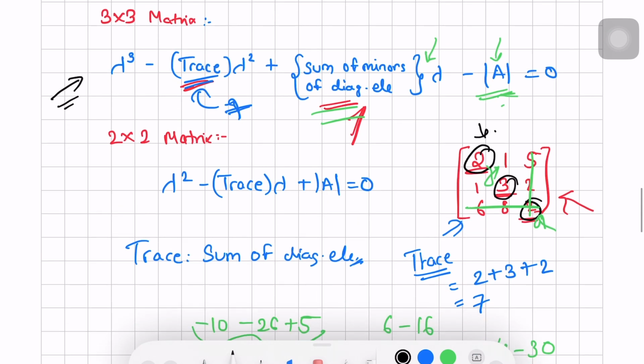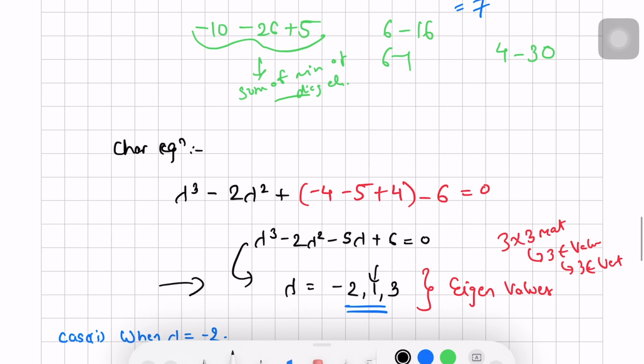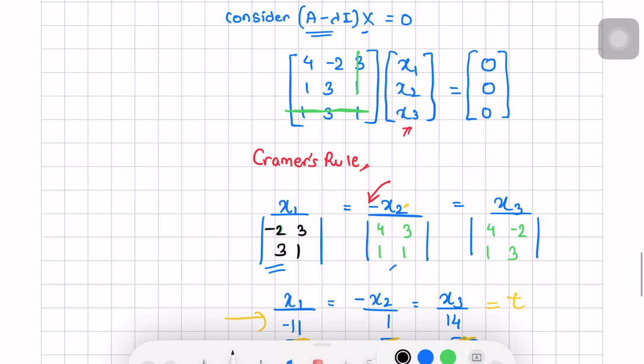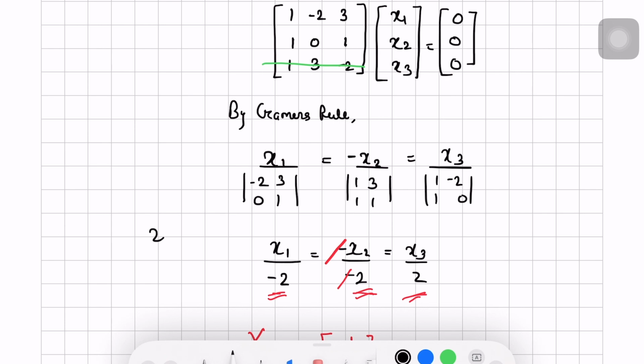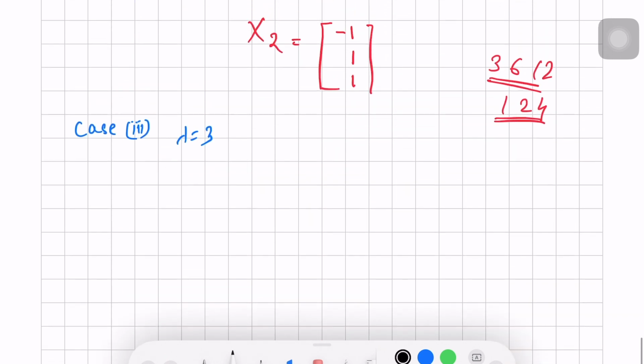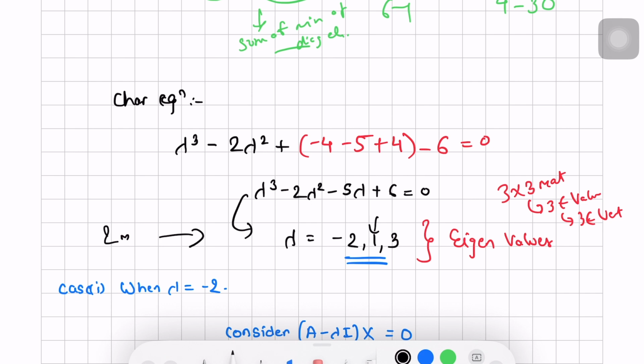Now for calculating the eigenvalues, you will get only 2 marks. For the case 1 eigenvector you will get 2 marks again. For case 2 you will get again 2, and case 3 again 2 marks. So that comes out to be 8 marks. The important step in this question is that you must get this lambda correctly. If this lambda value gets wrong, then all of your eigenvectors will come out wrong.